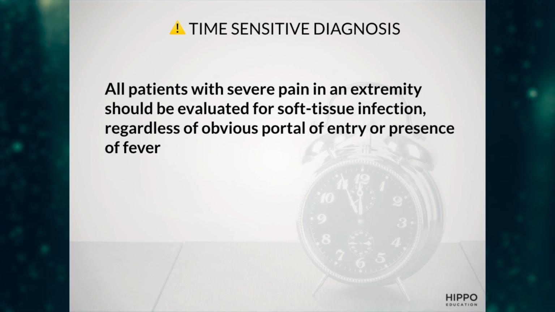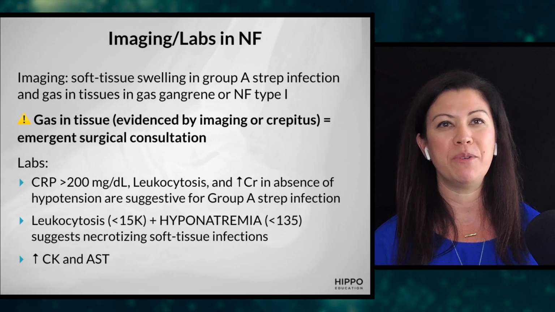What I love about this diagnosis, however, is that it is clinical. So we're going to talk about some workup and treatment, but really know that the clock is ticking. You need to get your surgeon on board as soon as possible, as soon as you suspect that this is necrotizing fasciitis. What type of imaging do we need to get?